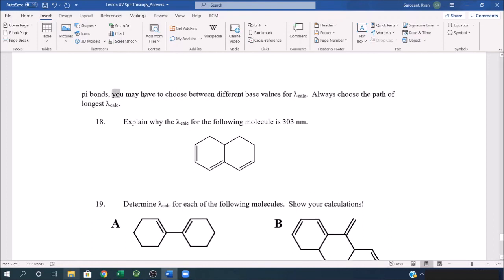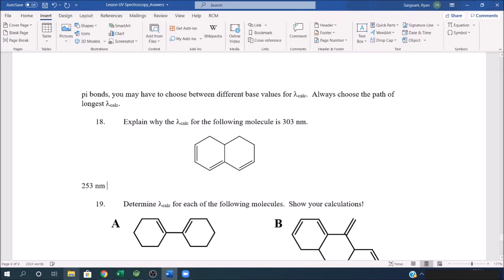But we need to read this line up here. You may have to choose between 2 different base values. Always choose the base value of the longest lambda calc. And this compound illustrates that. This is an S-cis diene. But this overall is a triene, which means that there's going to be a diene on this side and a second diene right here. If you choose this as your base value, you'll start off at 253. If you choose this S-trans diene as your base value, then you start off at 214, and you always choose the higher of the 2 values. So my base value is 253 nanometers because there is an S-cis somewhere within the conjugated system.